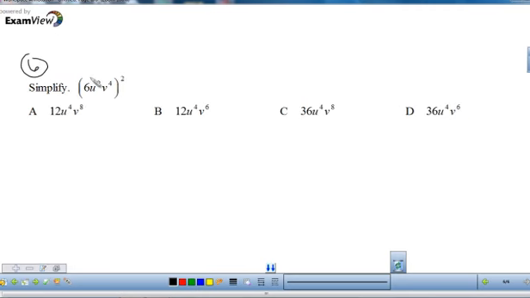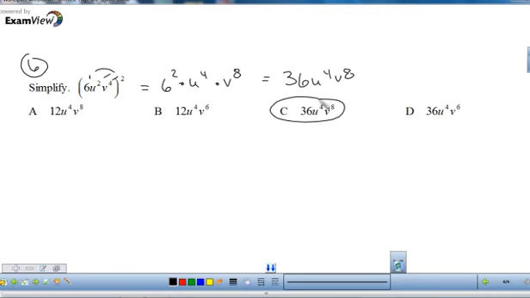Okay. So again, power to a power, I can distribute and multiply the exponents. So I'm going to have 6 to the 1 times 2, u to the 2 times 2, and v to the 4 times 2. So that would give me 36 u to the 4th v to the 8th. If you're not sure how to do the power to a power or when to multiply, you can also write whatever's inside the parentheses twice. And then simplify by putting the numbers together, the u's together, and finally the v's together.